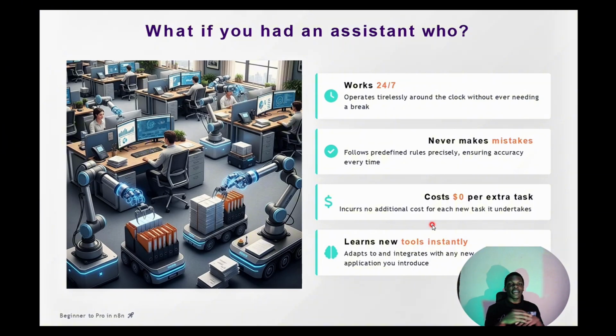So okay, let's imagine this scenario. What if you had an assistant who works 24/7? The assistant operates tirelessly around the clock without ever needing a break. What if you have somebody that never makes mistakes, follows predefined rules precisely, ensuring accuracy every time? Somebody who costs $0 per extra task, so it incurs no additional cost for each new task it undertakes. So it learns new tools instantly, adapts to and integrates with any system or application you introduce. Imagine if you have an assistant who can do all these things.